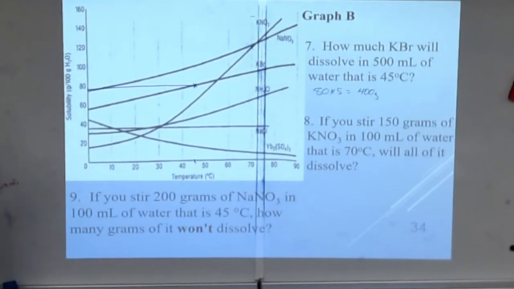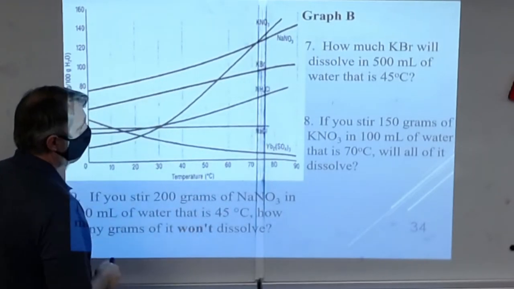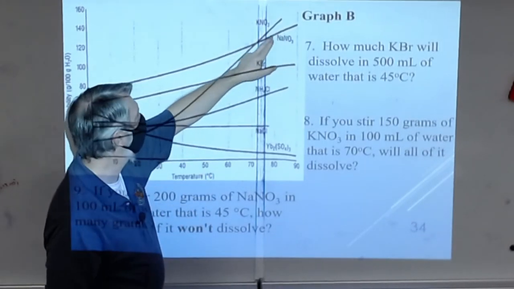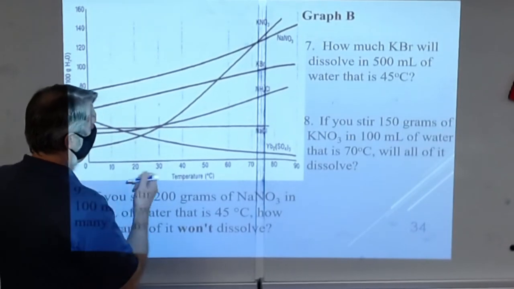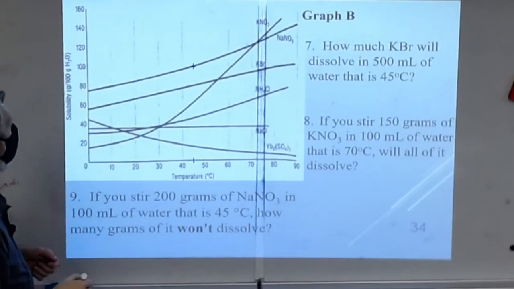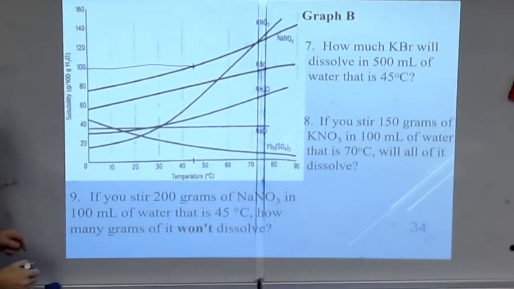Following up on that, if I stirred 200 grams of sodium nitrate in 100 milliliters of water that is at 45 degrees Celsius, how much of it won't dissolve? All right, so I've got sodium nitrate, NaNO3. That's this line here. I've got 45 degrees. If I draw a line there, let's make our life easy. We'll call it 100. I know it's a beautiful straight line there. Is that what y'all see? Y'all see about 100 on your paper?